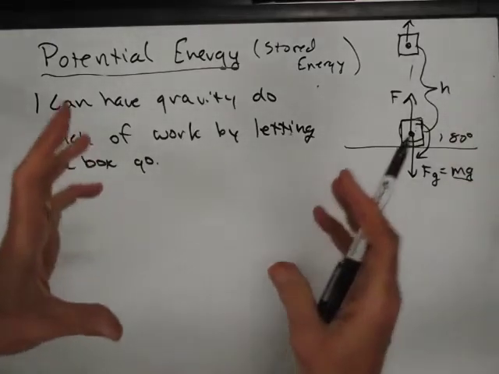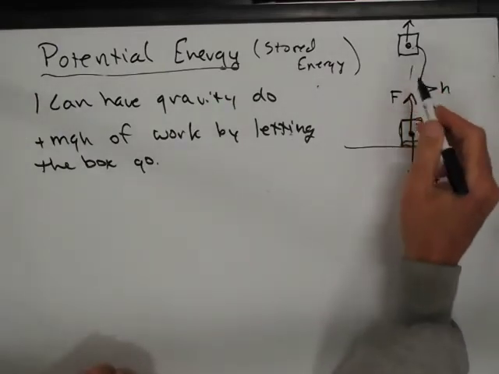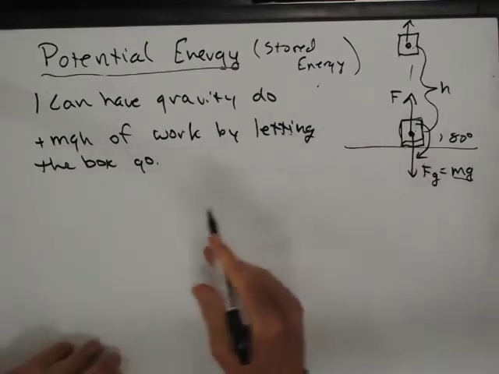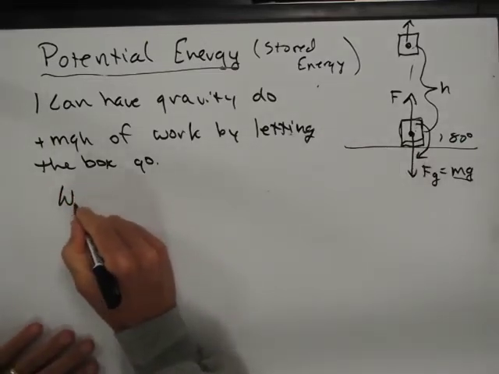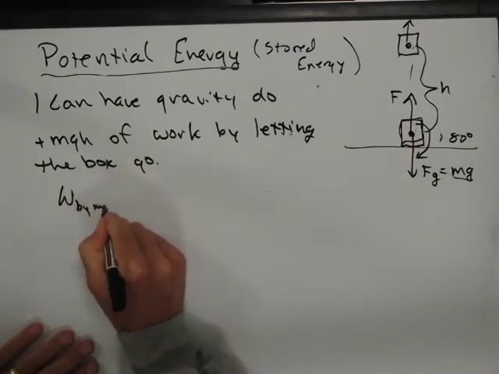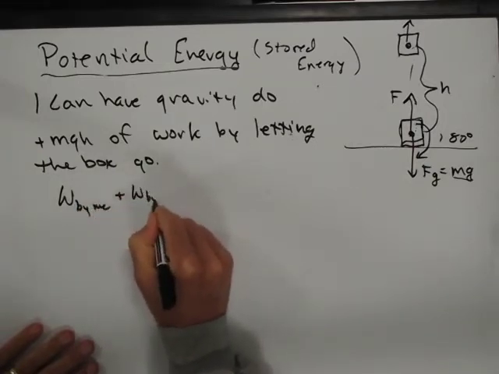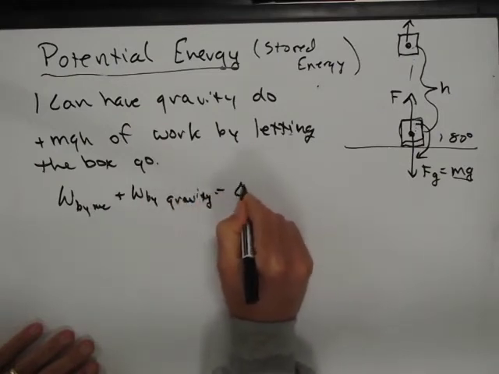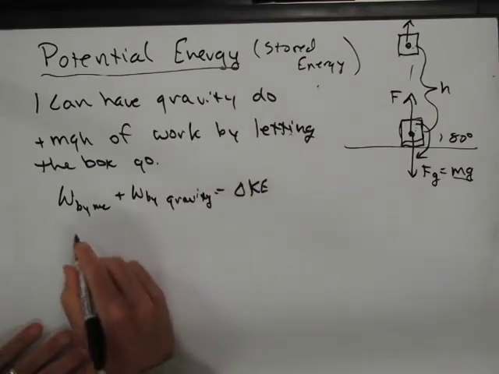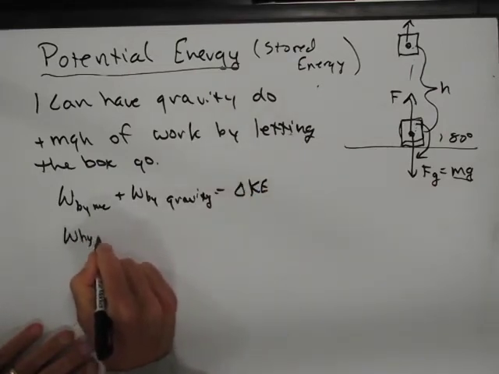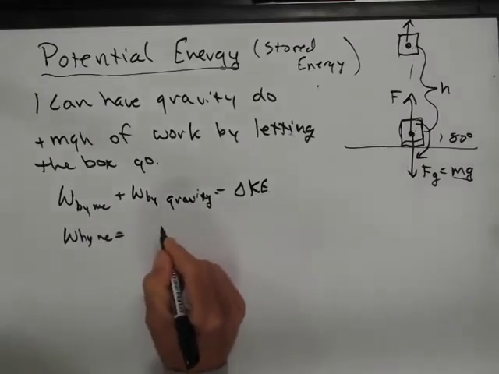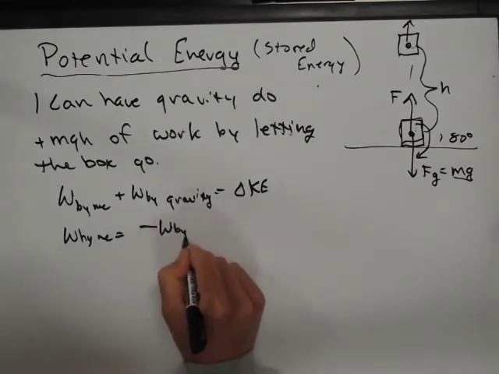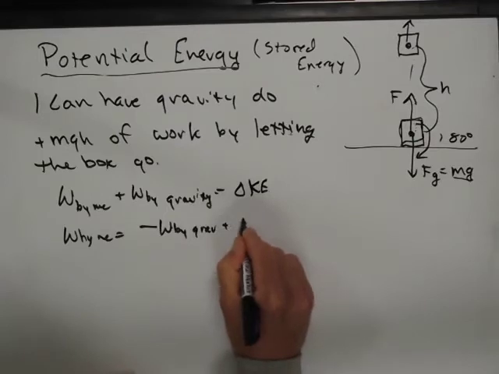And so by lifting a box against gravity, having gravity do negative work, I'm actually just storing that energy, like stretching the spring. And so what we do is, instead of saying W by me plus W by gravity equals the change in kinetic energy, we say W by me equals minus the work done by gravity plus the change in kinetic energy.